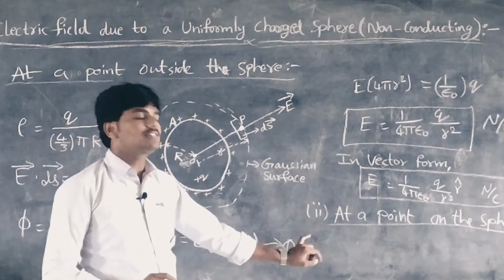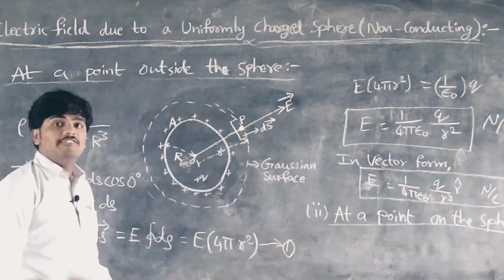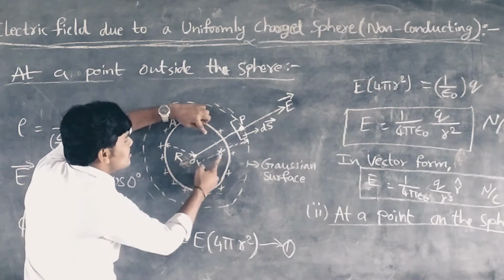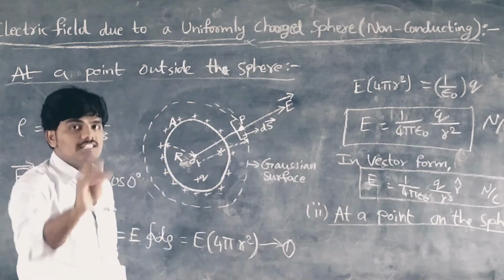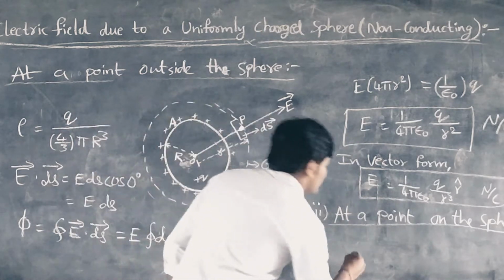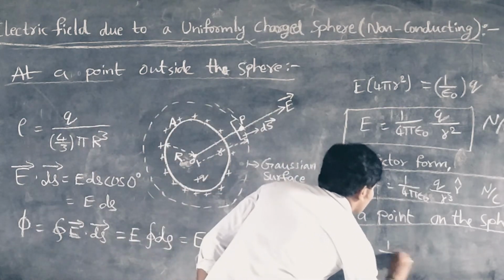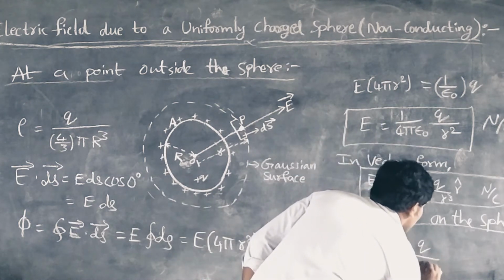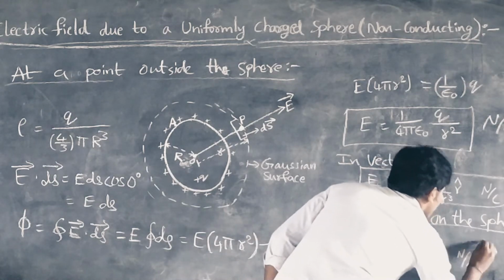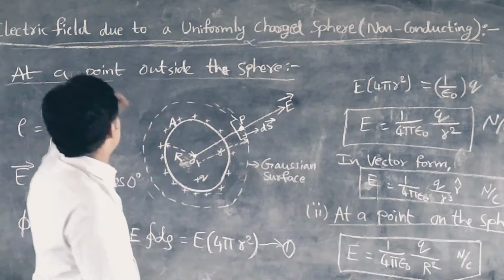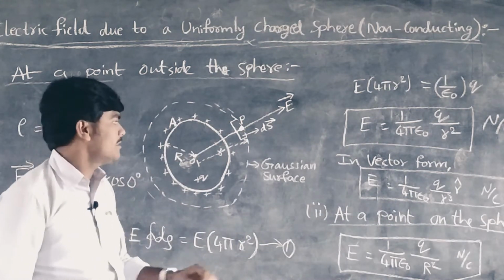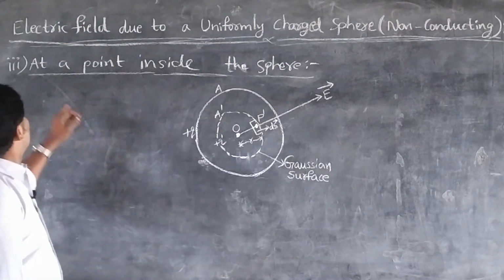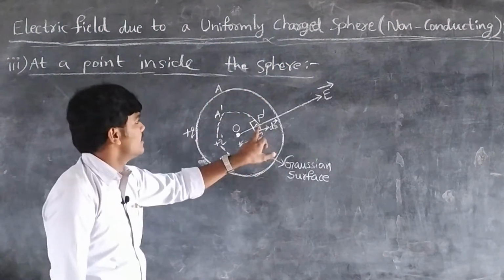Now the second case is at a point on the sphere. When the point P lies on the sphere, we can see capital R is equal to small r, the radius is the same. In this situation, the intensity is given by capital E is equal to 1 by 4 pi epsilon naught q by capital R square Newton per Coulomb. So this is the expression for intensity of an electric field due to a uniformly charged sphere at a point on the sphere.